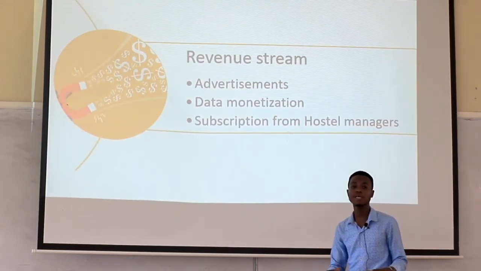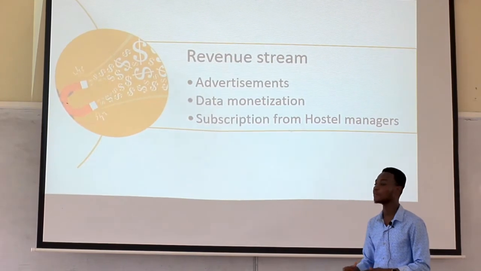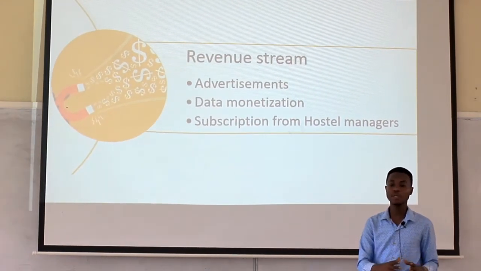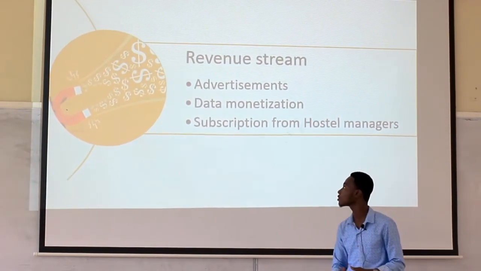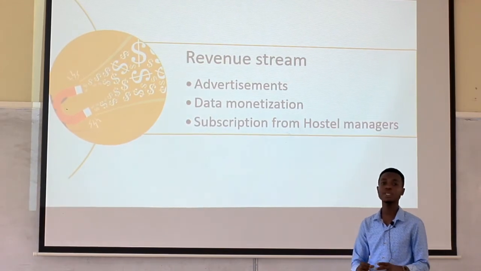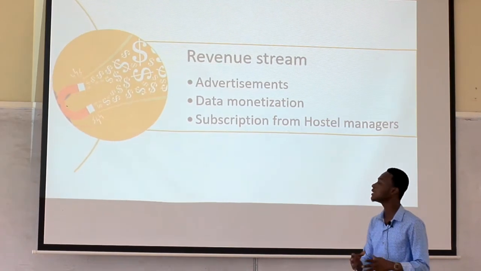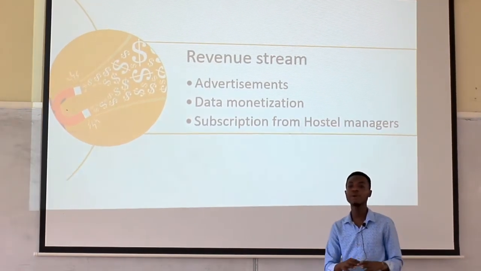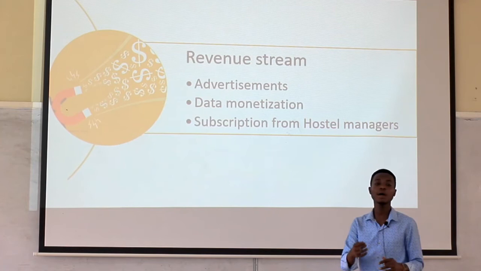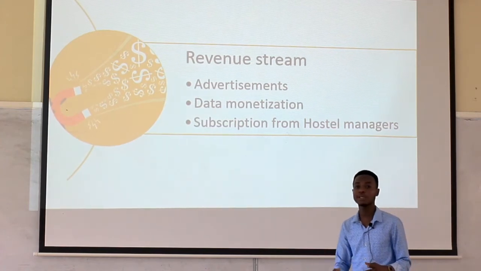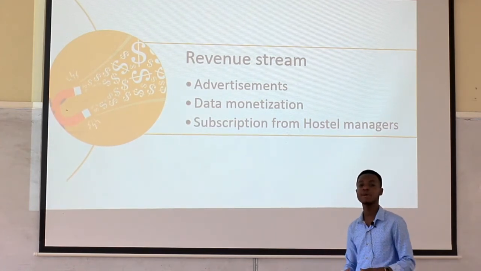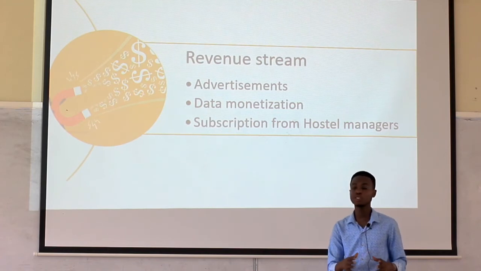Our revenue stream: how do we make money using this app? First and foremost, advertisements. They are going to run ads on the app. These will be businesses on campus and businesses outside campus. That is how we're going to make money, and it will contribute about 80% of the revenue we're going to get from the app. Data monetization: information of students is going to be sold to companies or stakeholders outside. We all know there is an illegal way of making money, but it's going to be included in the terms and conditions of the app.